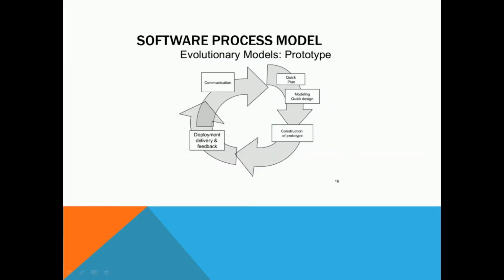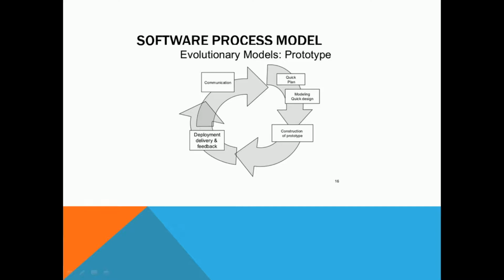We use a leveraged model, which is prototype. These are the steps. The first one is quick plan, modeling quick design. We model our design and the user interface, and then we build a prototype. And if the prototype is not satisfied by the customer stakeholder, then we will make it again until it is satisfied by the stakeholder. And then we do deployment, delivery and feedback, and that's all. This is our software process model.